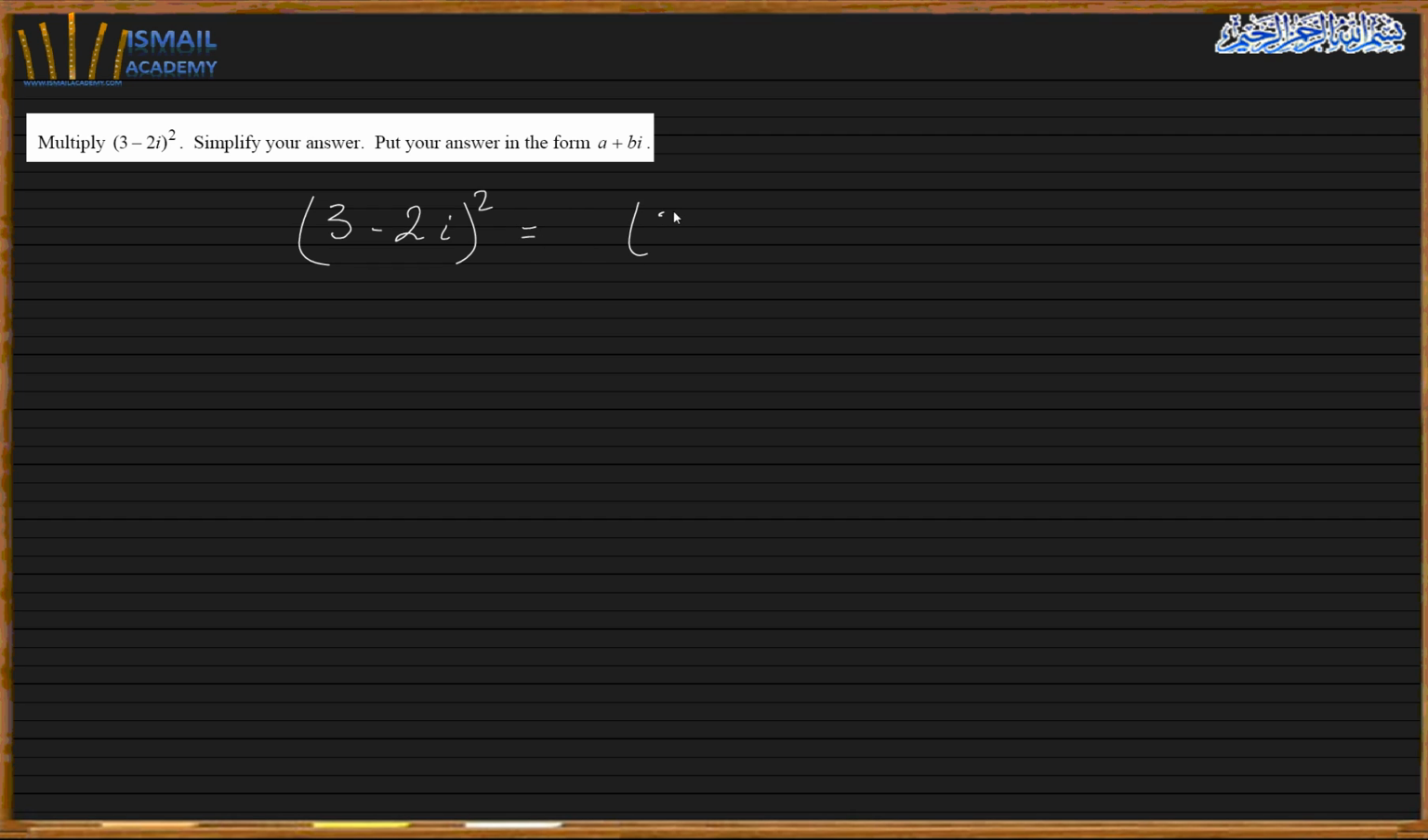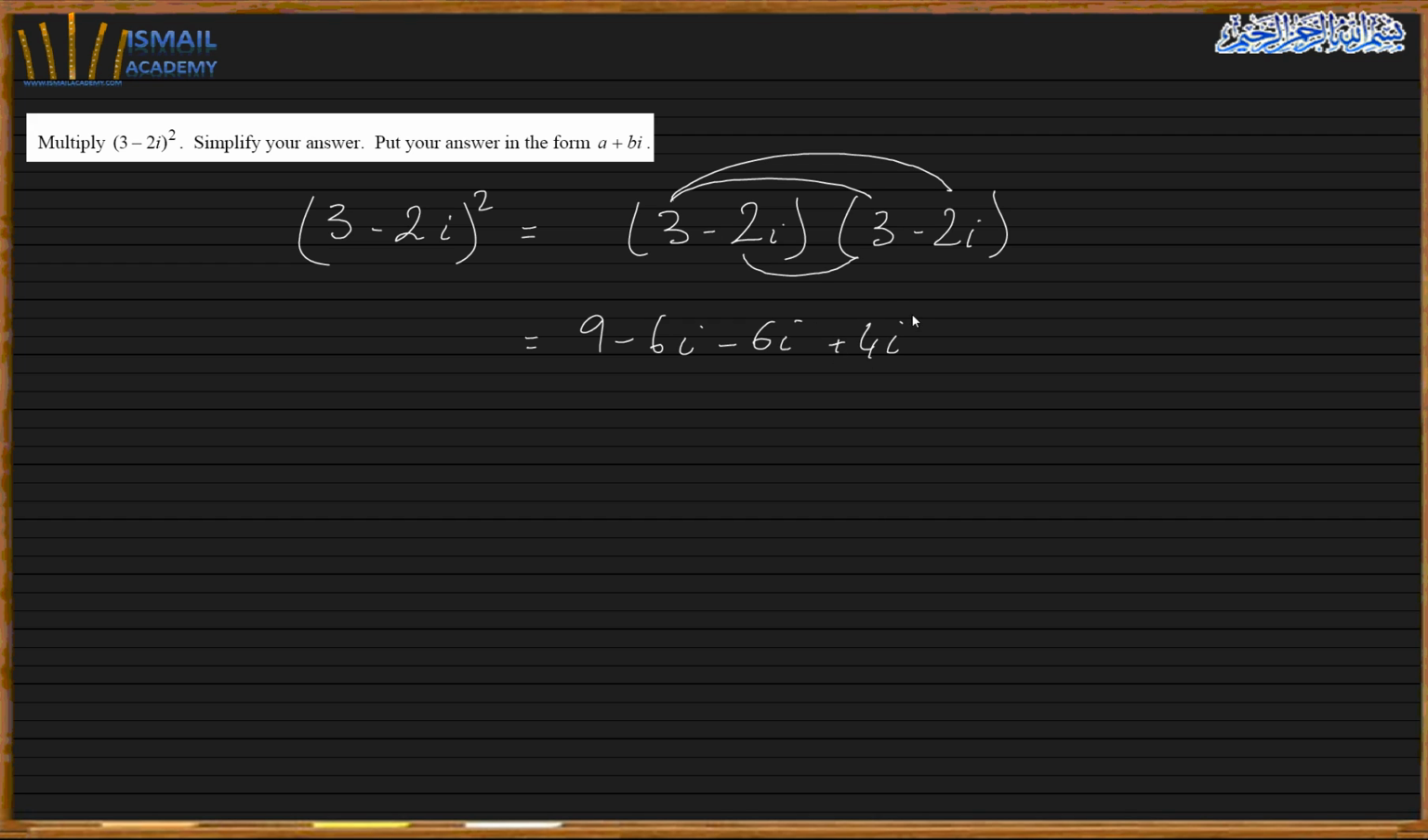So it's the same thing as (3 minus 2i) times (3 minus 2i). The first step is to expand the power. Expand the power first. Write this in expanded form. Then I distribute 3 times here, so I get 9 minus 6i. For the second step, the second term, minus 2i, gives minus 6i. And here I will have plus 4i squared.